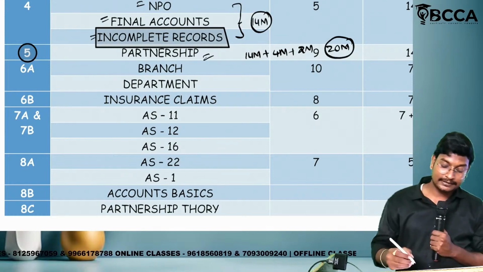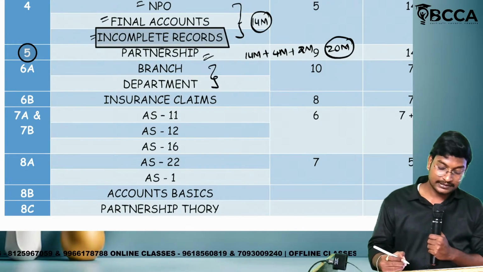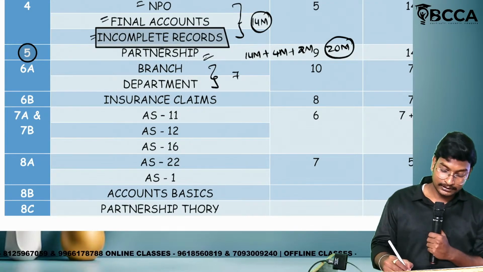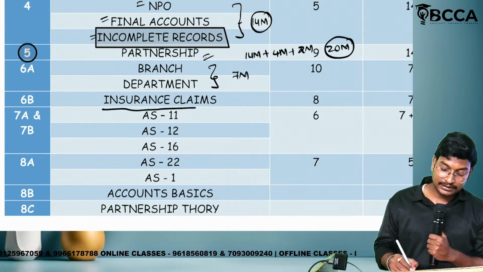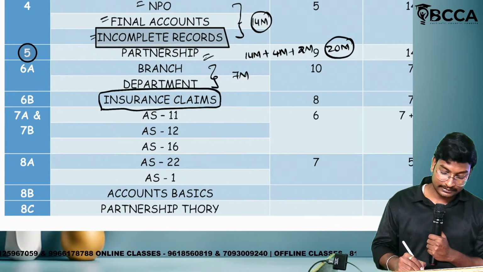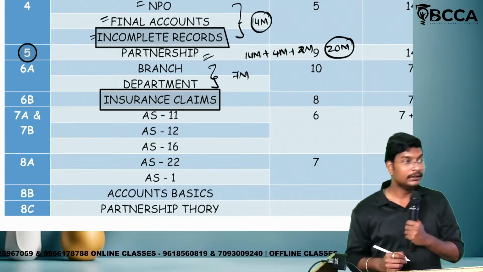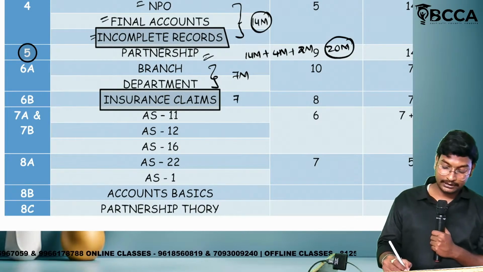Next one, branch and departmental accounts. From these 2 topics, we will get 7 marks. And insurance claims is one of the compulsory questions they will ask in 6B. So this is for 7 marks.